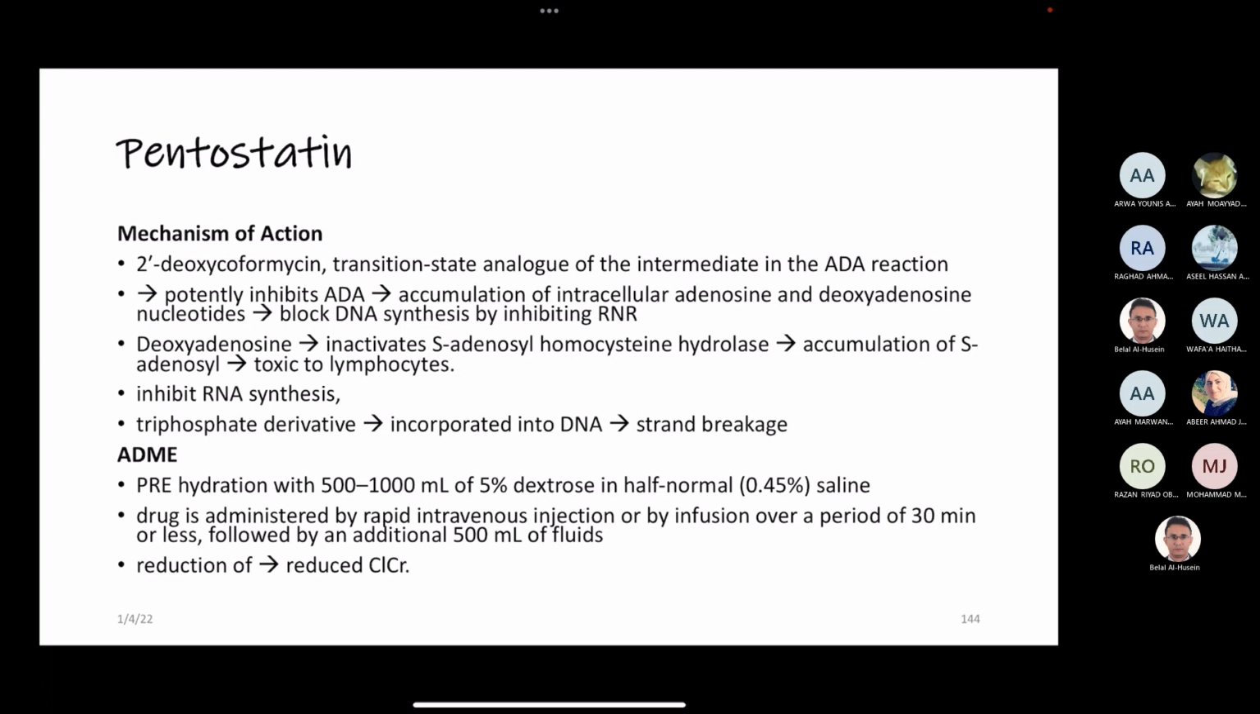It inhibits adenosine deaminase enzyme, which deactivates those adenine analogs. Also, it has multiple mechanisms of action, like triphosphorylation, which is incorporated in the DNA and the RNA synthesis. Deoxyadenosine metabolite inactivates S-adenosyl homocysteine hydrolase and leads to accumulation of S-adenosyl homocysteine, which is toxic to lymphocytes. So, Pentostatin has multiple mechanisms of action.